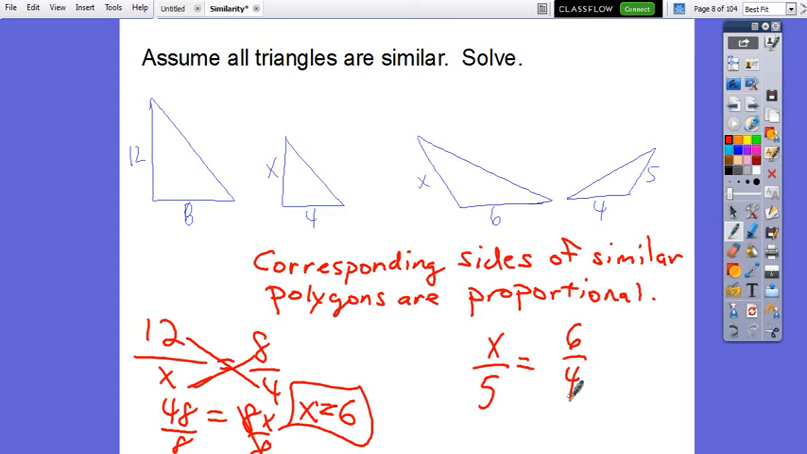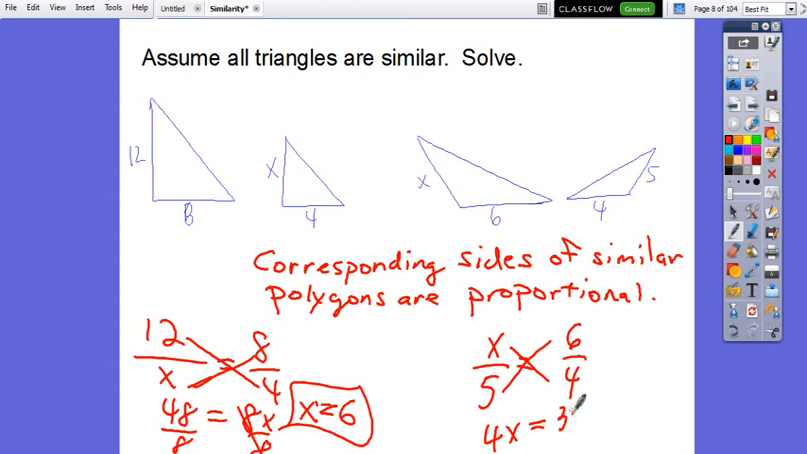Since we did x over 5 to start with, we have to do 6 over 4. Now, if we had done 5 over x, could we do 4 over 6? Yes. You have to be consistent. You have to do the same order each time. So now we can cross multiply. x times 4 is 4x equals 6 times 5 is 30.